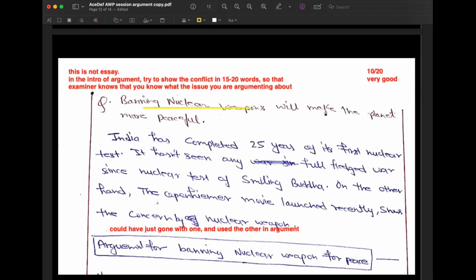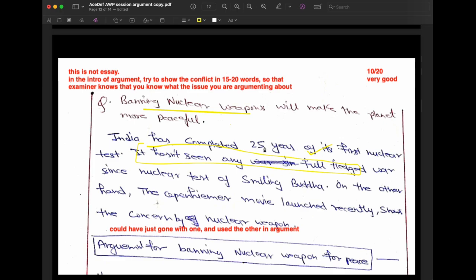Now this question is, banning nuclear weapons will make the planet more peaceful. Now this is a very good topic and it is a very contemporary topic. Now this candidate has written India has completed 25 years. Okay, he is stating some current relevance. It hasn't seen full-fledged war. I don't know why this has been written. Since nuclear test of Smiling Buddha. On the other hand, the Oppenheimer movie launched recently shows the concern by nuclear weapon.